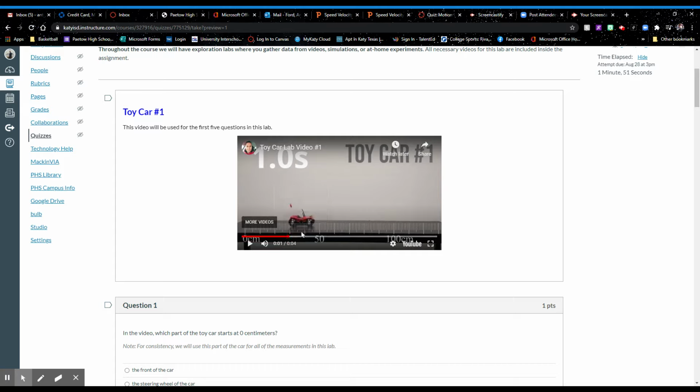Each large tick mark represents 10 centimeters. So it traveled 10, 20, 30 centimeters in 1 second. Okay. Then I do the same thing for 2 seconds. In 2 seconds, it went from 0 to here, which represents 60 centimeters. So it went from 0 centimeters to 60 centimeters in 2 seconds.